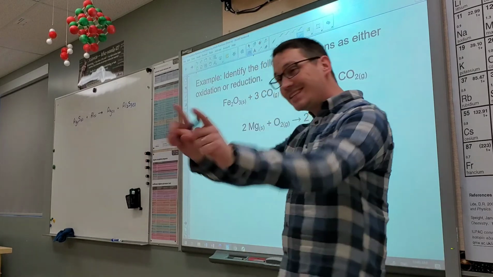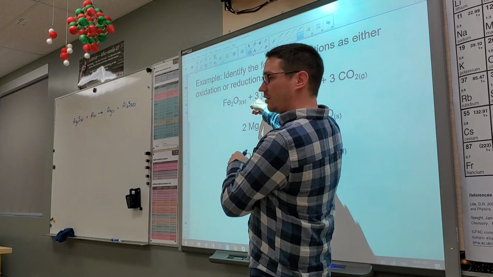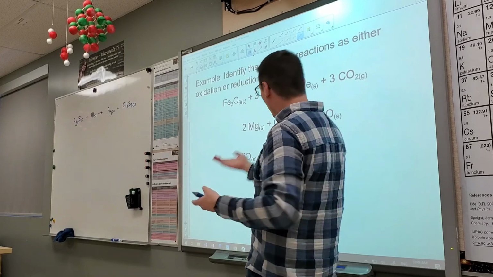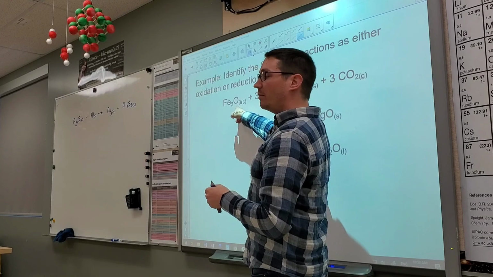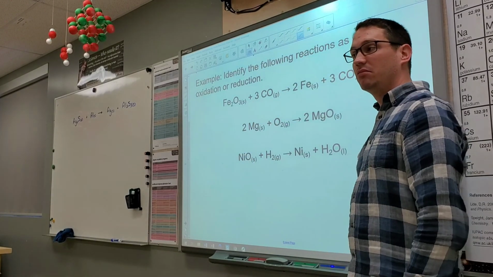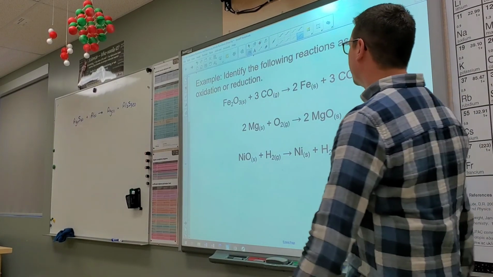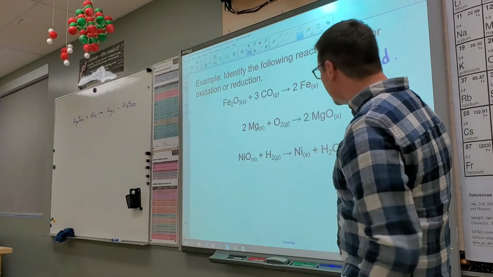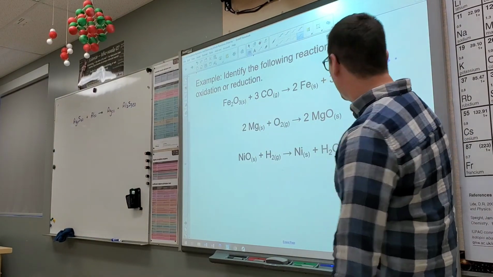So here, let's think about this for a second. Is this thing reacting with oxygen? No. So it's not a historically oxidation term. Okay, that's totally fine. Are we making a metal from a compound? Yeah. Yeah, we're making a metal from a compound. So what's that? It's reduction. Good. That's reduction. Nice. Here we have magnesium reacting with oxygen to make magnesium oxide. So what's that? That's oxidation. Perfect.